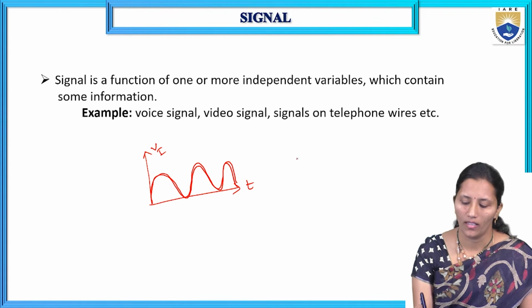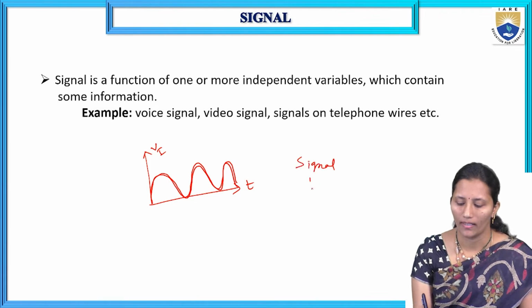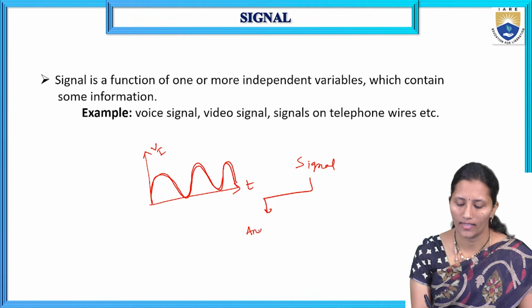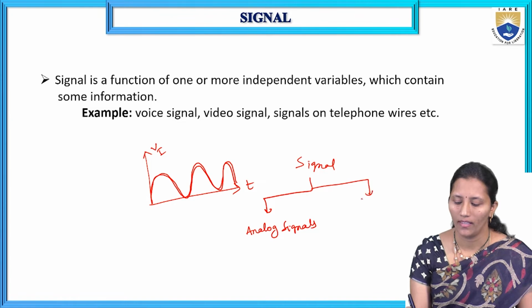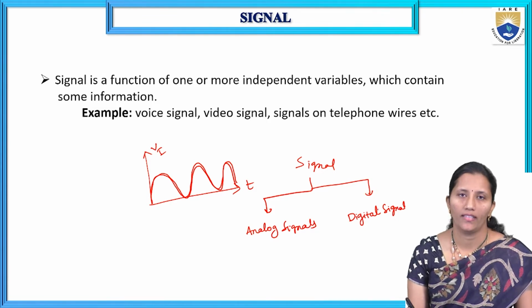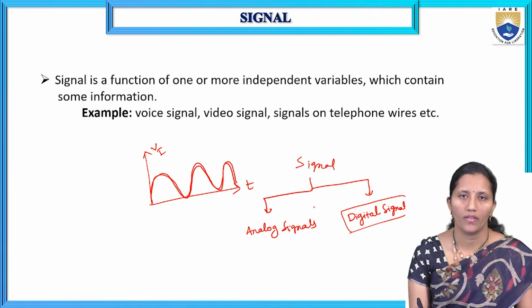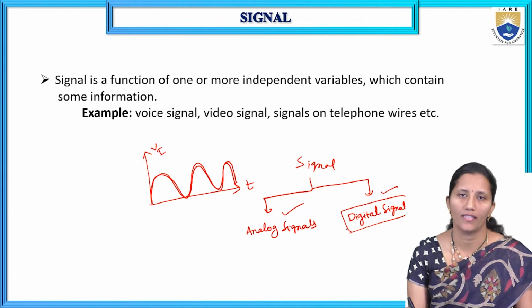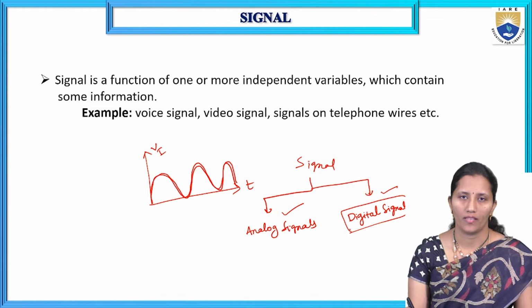Here, signals are broadly categorized into two types: analog signals and digital signals. In the subject digital system design, it mainly deals with digital signals only. Before we learn about digital system design, first we have to know what is an analog signal and what is a digital signal, and what is the importance of the digital signal in the design of digital systems.